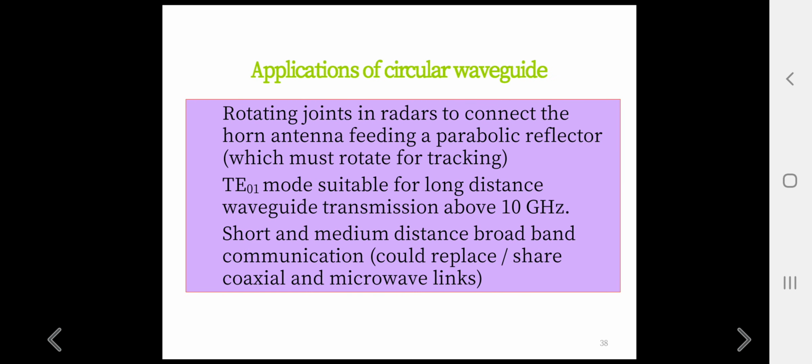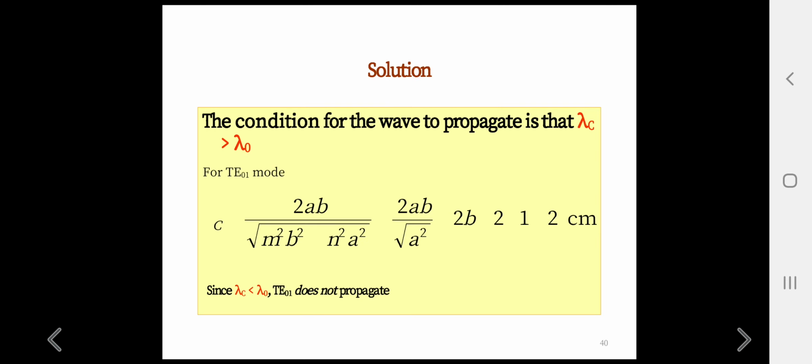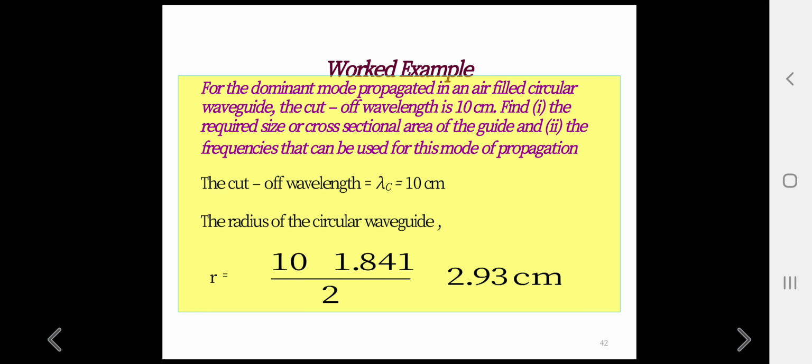Here you can see the applications of circular waveguide. It is used as a rotating joint in radar to connect the horn antenna feeding a parabolic reflector. A TE01 mode is very suitable for long distance waveguide transmission above 10 gigahertz, and it is also used for short and medium distance broadband communications. We will see the numerical problems later on.